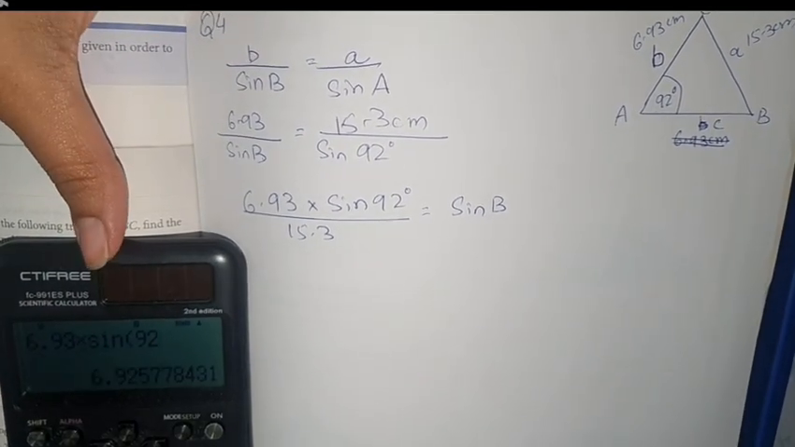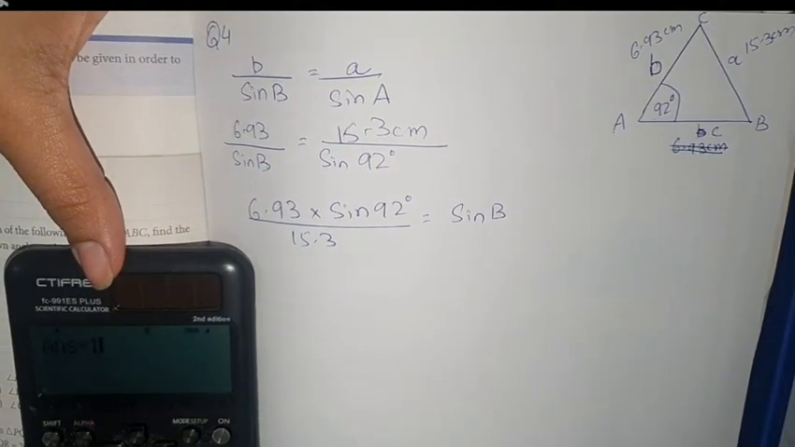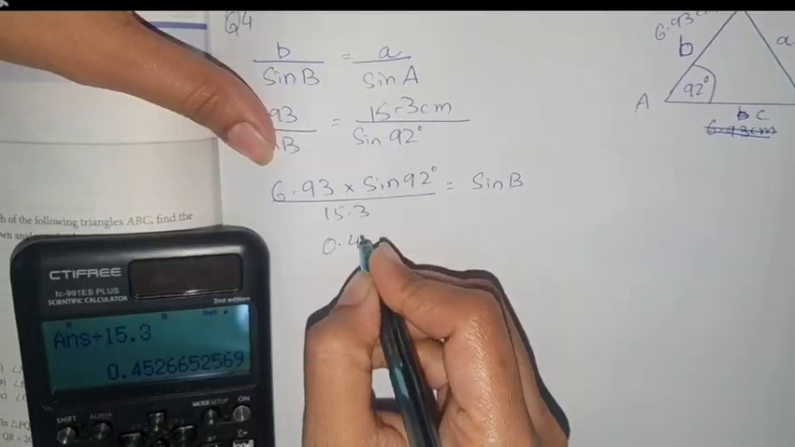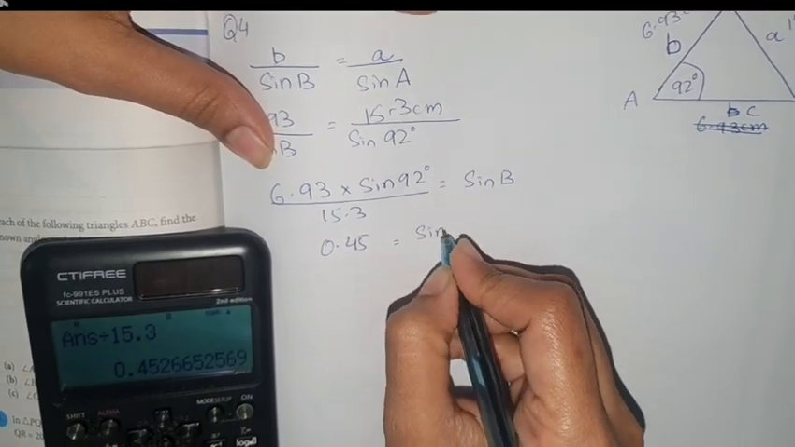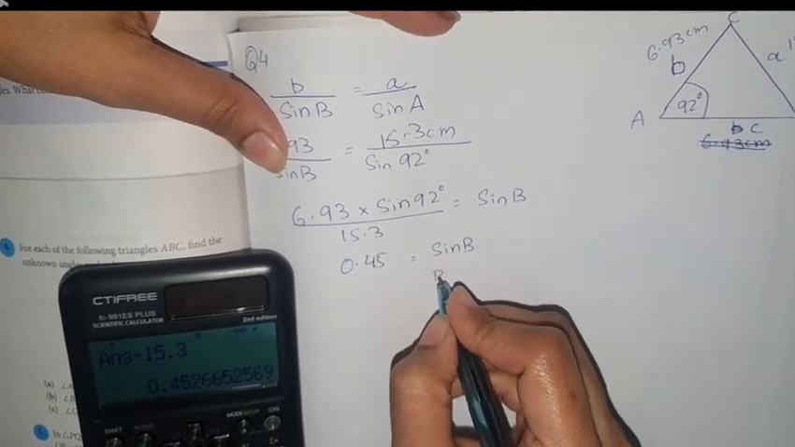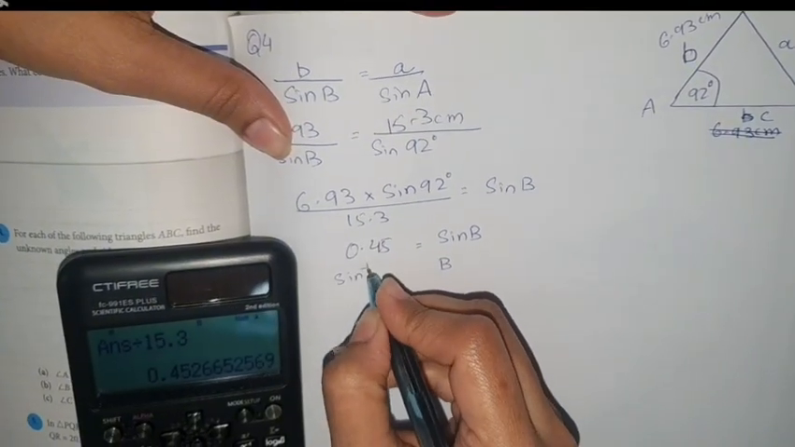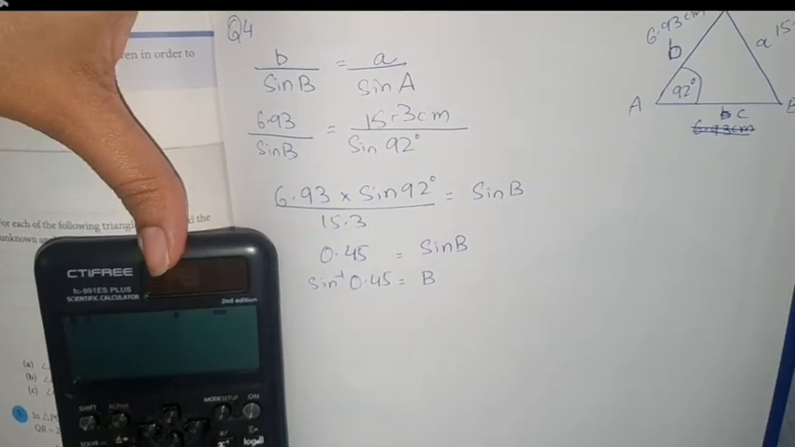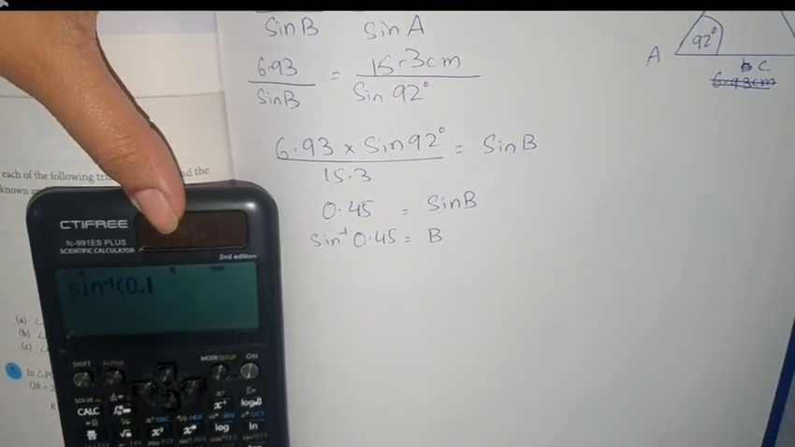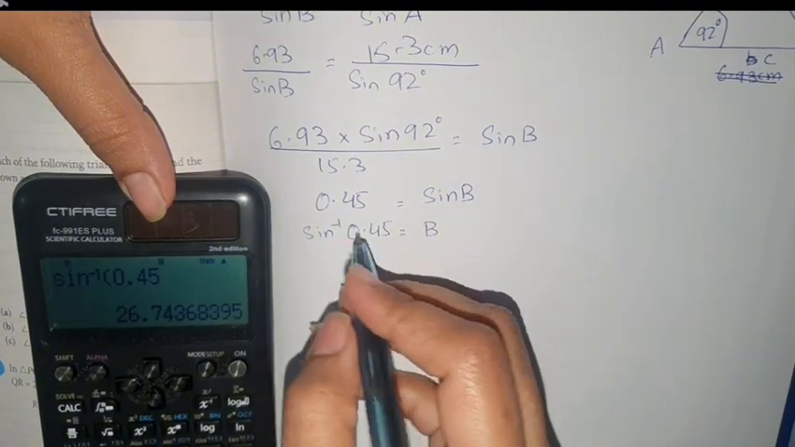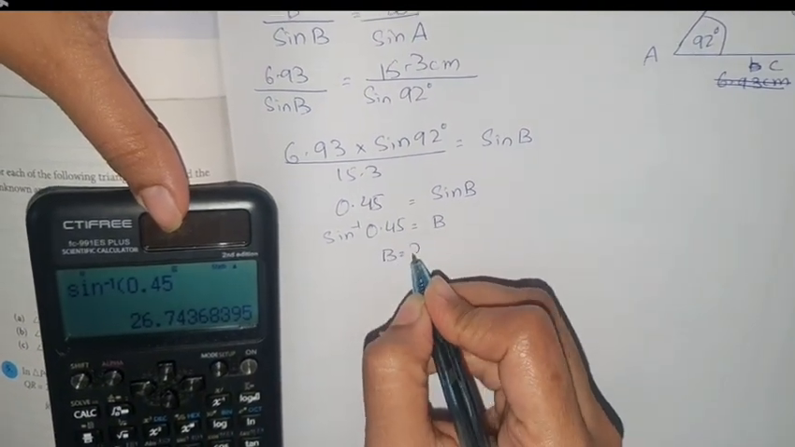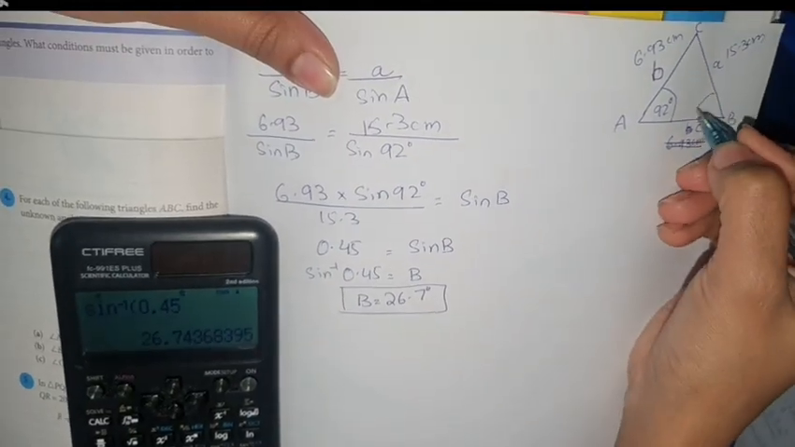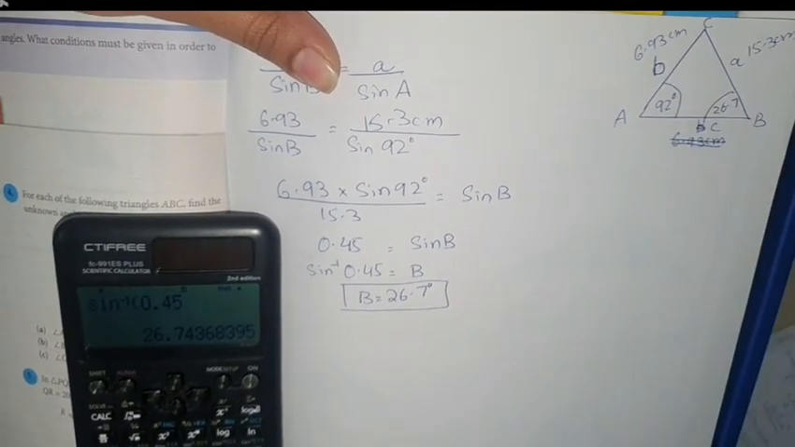So this is equal to, and now divide it by 15.3. So I got 0.45 is equal to sine B, and we have to find out angle B. So B is equal to sine inverse 0.45. So now press shift, then sine 0.45, it is equal to 26 point, B is equal to 26.7 degrees. Now we have found the angle B. This is 26.7. We have to find out all the unknowns.